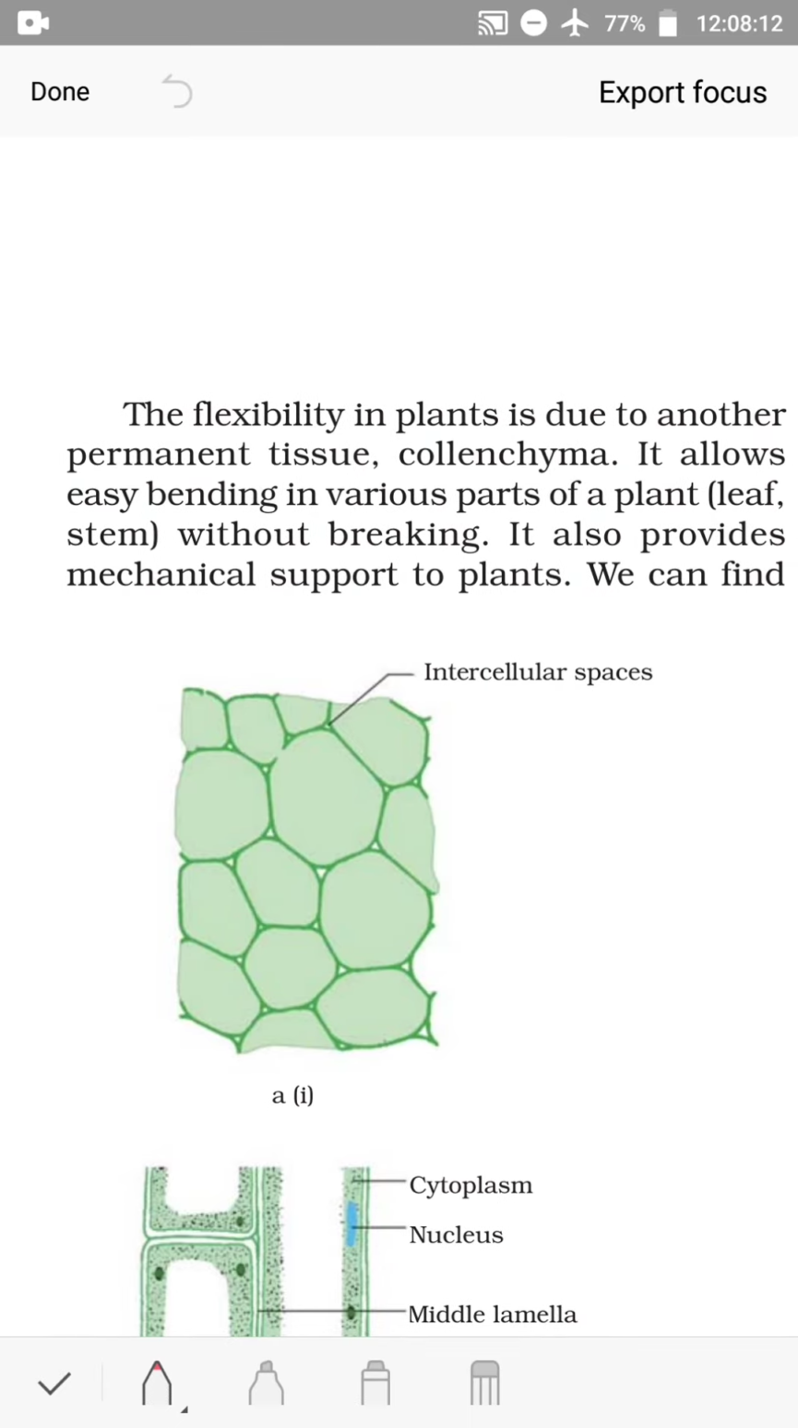The flexibility in plants is due to another permanent tissue, collenchyma. It allows easy bending in various parts of a plant without breaking. The parts like leaf and stem, so it provides flexibility. It also provides mechanical support to plants.